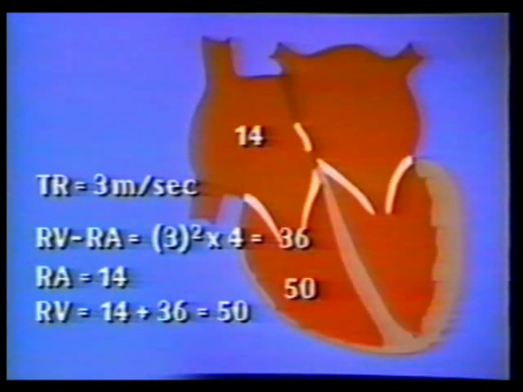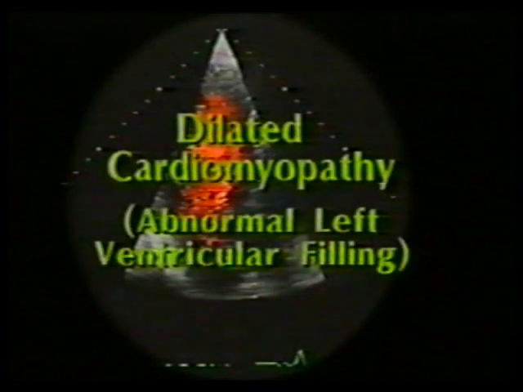In the absence of pulmonary stenosis, this RV systolic pressure is equal to the pulmonary artery systolic pressure. In this patient who had systemic hypotension with a systolic blood pressure of 90 millimeters of mercury, this pulmonary artery pressure of 50 millimeters of mercury represents moderate pulmonary hypertension.